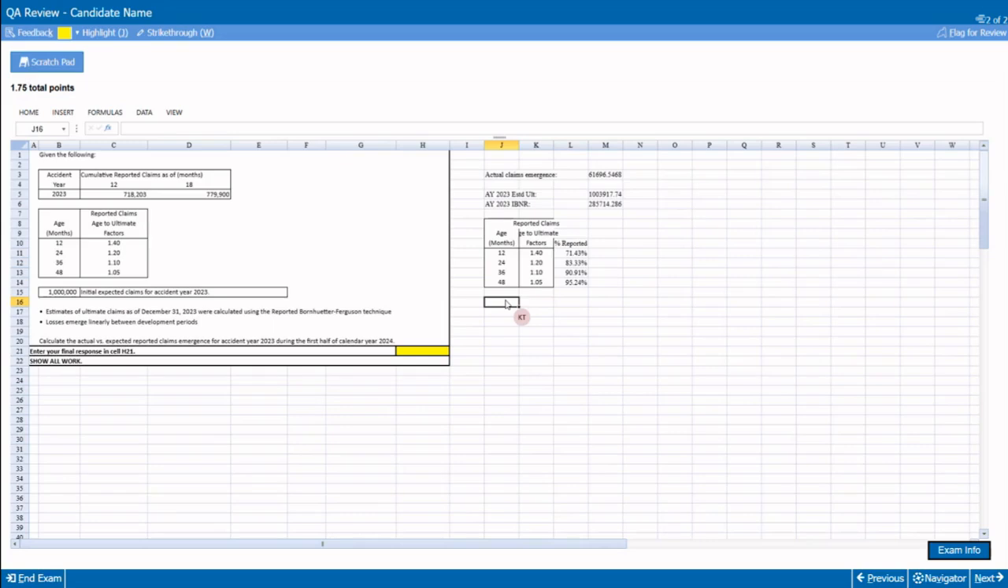Now I'm going to calculate what the percentage reported is at 18 months. And since losses emerge linearly, I can just take the average of 12 and 24 months percentage reported, since 18 is right in the middle. All right, now I am ready to calculate my expected emergence.